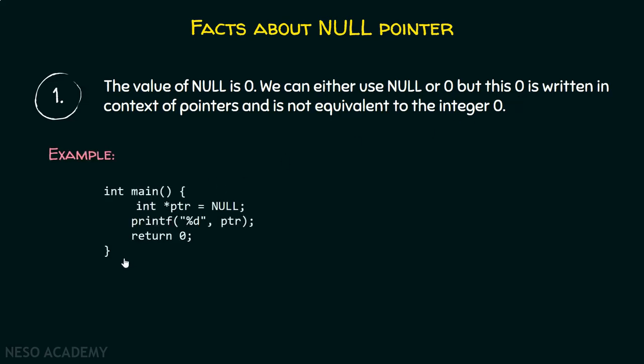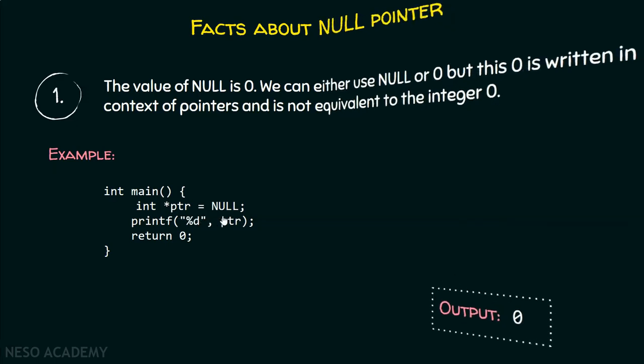Okay. For example, here in this case, PTR has been initialized with null. Here you can see I am trying to print the value associated with this null, basically a decimal value. So the output will be 0 in this case, because null and 0 are both the same. You can also initialize this pointer with 0. But let me tell you, it is not a good practice. Instead of initializing a pointer with 0, you should initialize it with null. To avoid any confusion further, it is better to initialize a pointer with null.